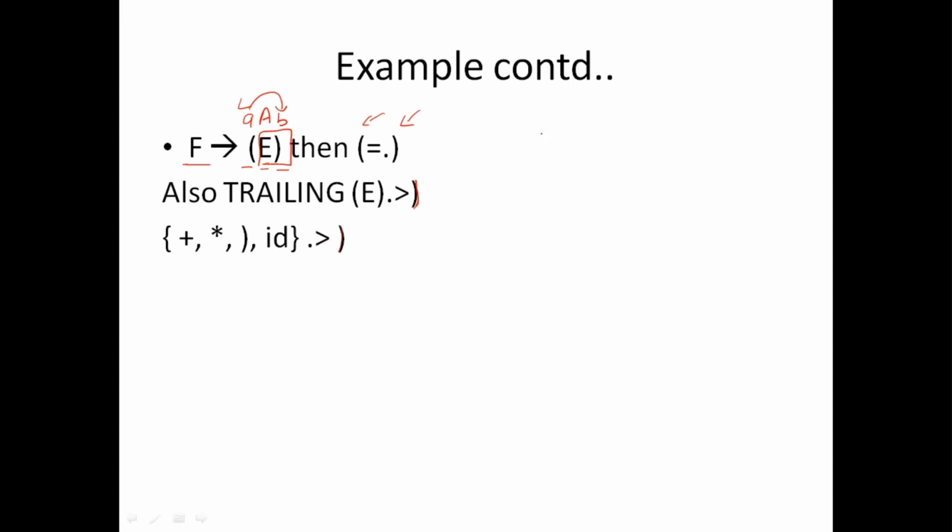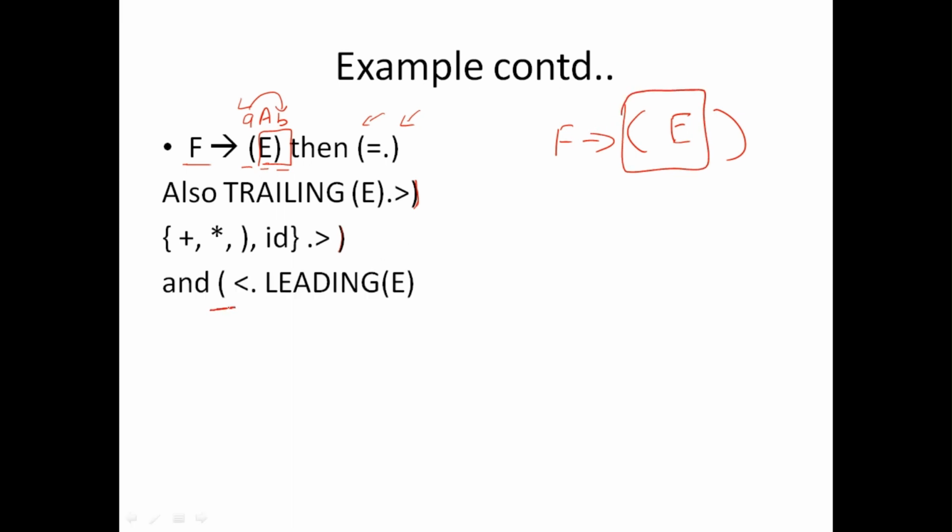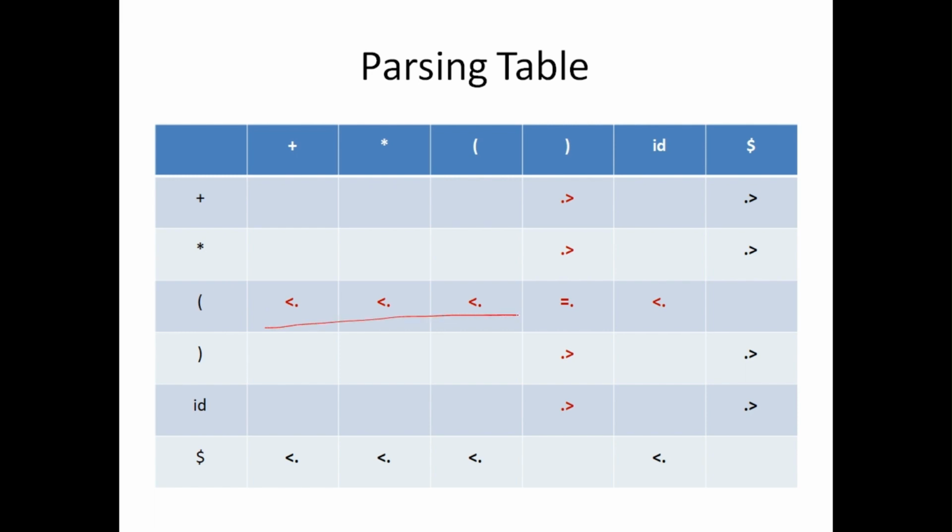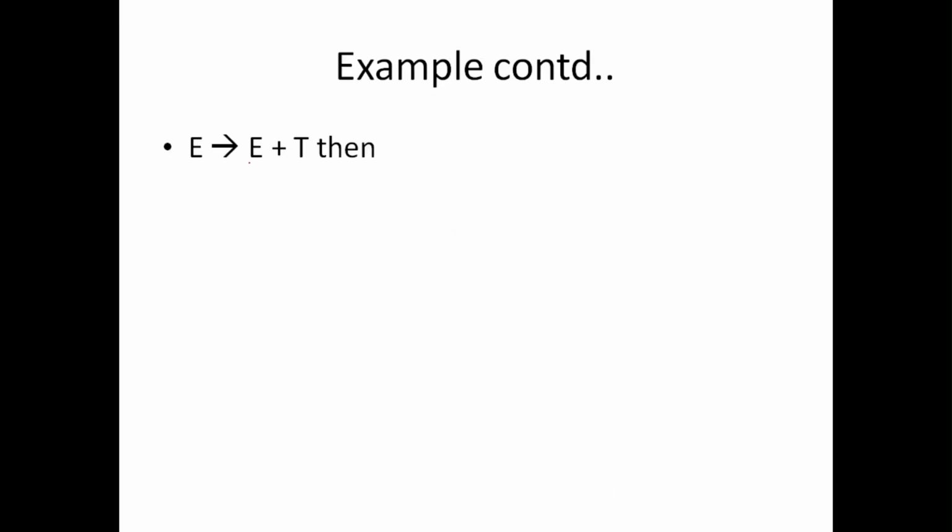Fine. And if we consider this portion, F is rewritten as only this portion. Then we are going to get opening parenthesis gives precedence to leading of E. That is, opening parenthesis gives precedence to plus, asterisk, opening parenthesis and id. So we have put that here, by the previous computation. Next, this production: E is rewritten as E plus T.